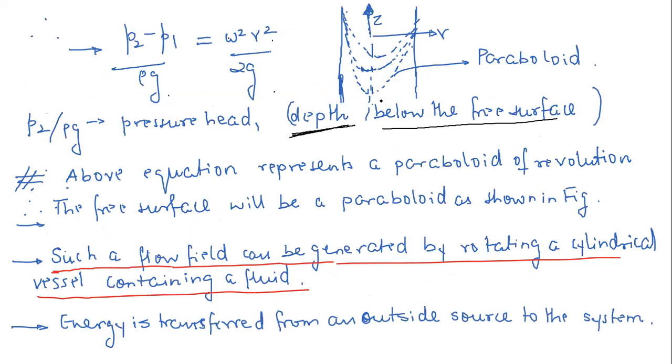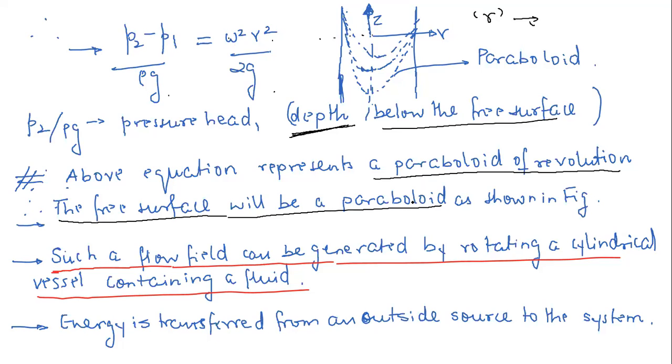You are just taking P2 minus P1 by rho g equals omega square R square divided by 2g. So basically, we are talking at a constant Z. If you calculate this value of R in terms of this pressure, this equation represents a paraboloid of revolution. That means here the free surface will be a paraboloid.